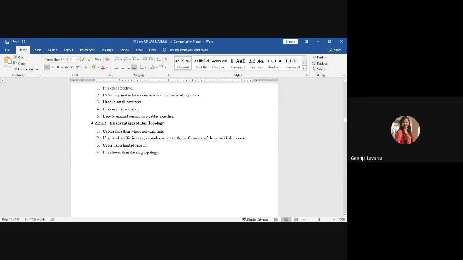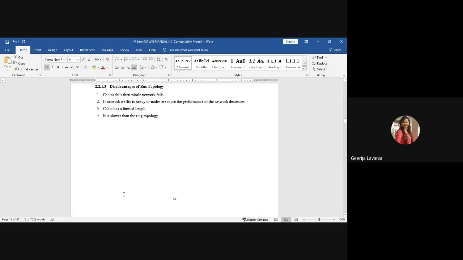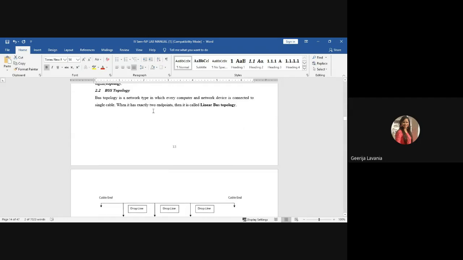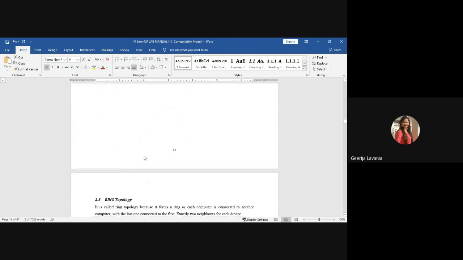Disadvantages of the bus topology: if the cable fails, then the whole network fails. If network traffic is heavy or nodes are more, the performance of the network decreases. The cable has limited length and it is slower than the ring topology. So these are the disadvantages of the bus topology, and we have already read about the advantages, disadvantages, and features of the bus topology.